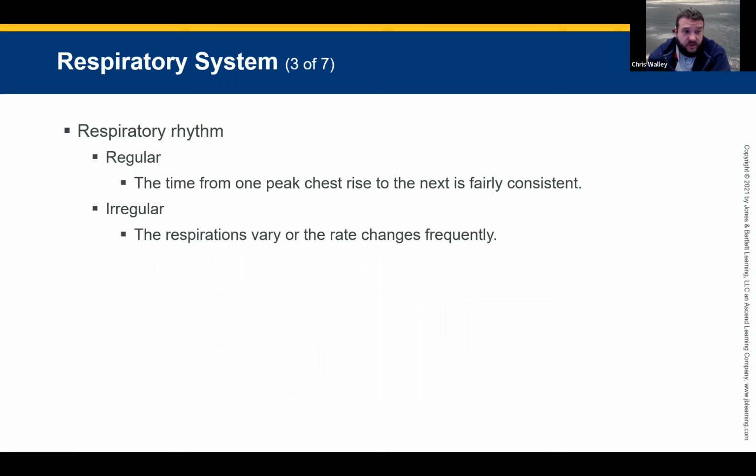So we want to know, is it regular or irregular when we speak to the respiratory system? From one peak of chest rise to the next should be fairly consistent. If it's not, we know that it's abnormal. If it's irregular, the respirations vary and the rate changes frequently. Their quality of breathing, their depth of breathing, all that will start to change when we get into irregular rhythms.